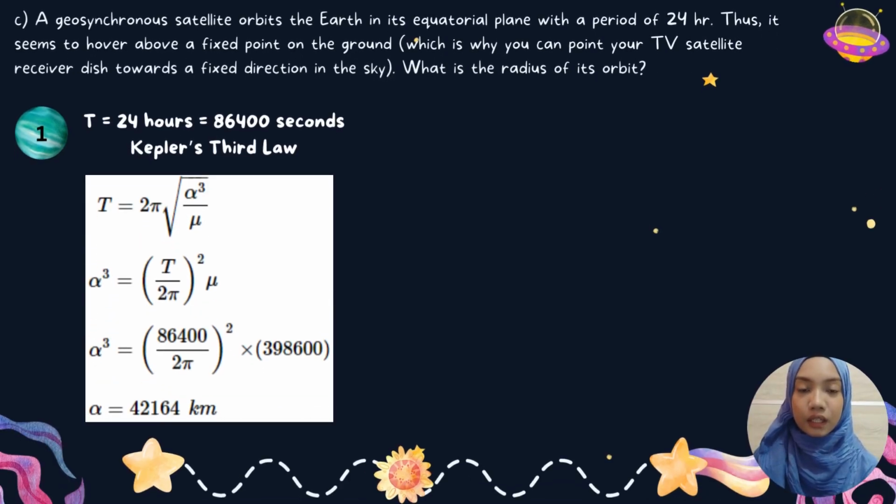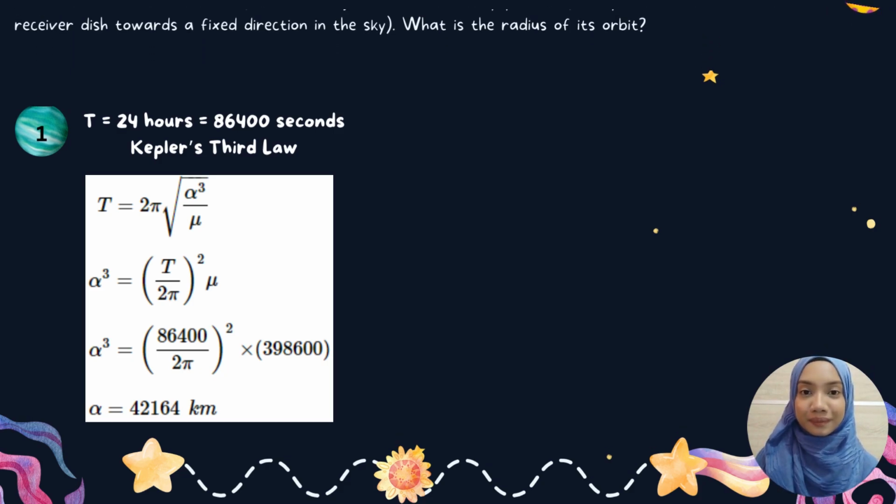And for the last question, 1c, we need to find the radius of the Earth orbit. As we all know, there are 24 hours in a day, which equals 86,400 seconds. By using Kepler's third law that has already been simplified, we fill in all the values into the formula, and we get a equals 42,164 km. As I mentioned before, a is equal to r in 1a. Therefore, r is also equal to 42,164 km.